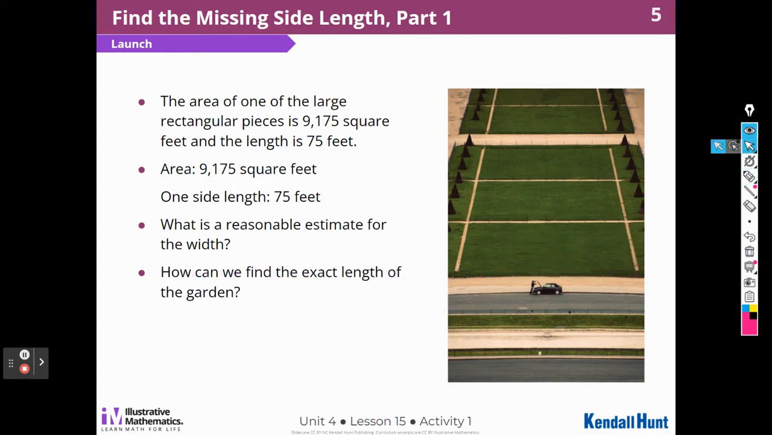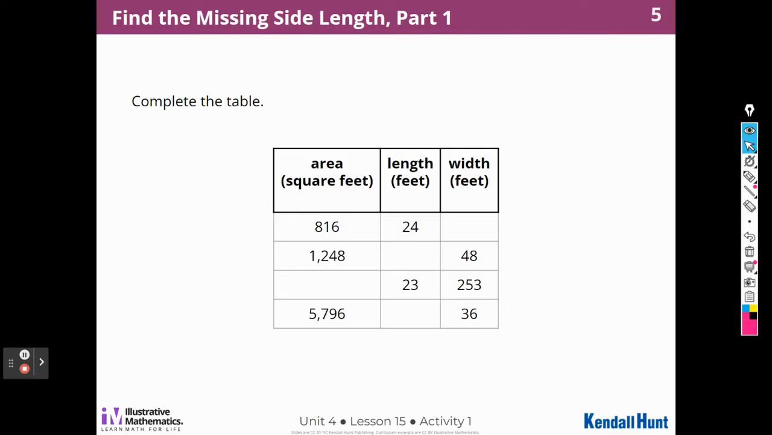All right, let's move on to activity 1, complete the table. So I know from that last activity that length times width is going to give me the area. So in order to find the answer to this, I'm going to have to divide 24 into 816. Well, I'm going to start with the 2-digit number because 24 will not go into 8. 24 will go into 81.